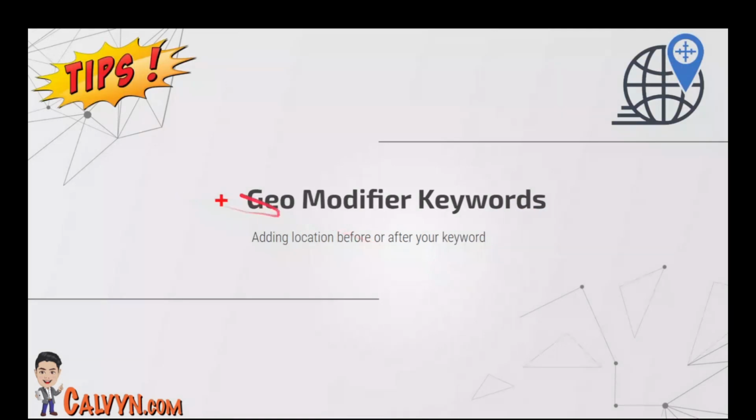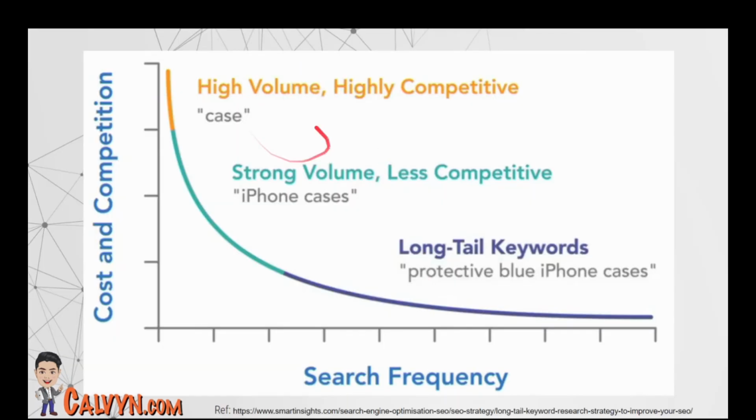Some people also add geo modifier keywords, that means adding your location in front of or at the back of your keywords. As you can see, when we say case, what type of case? Are they looking for a laptop case or a phone case? This one they are looking for iPhone case. This one they are looking for protective blue iPhone case. If a person searches for this type of keyword, they are looking for a case for iPhone, specifically in blue color. So this is where we say long tail keyword.